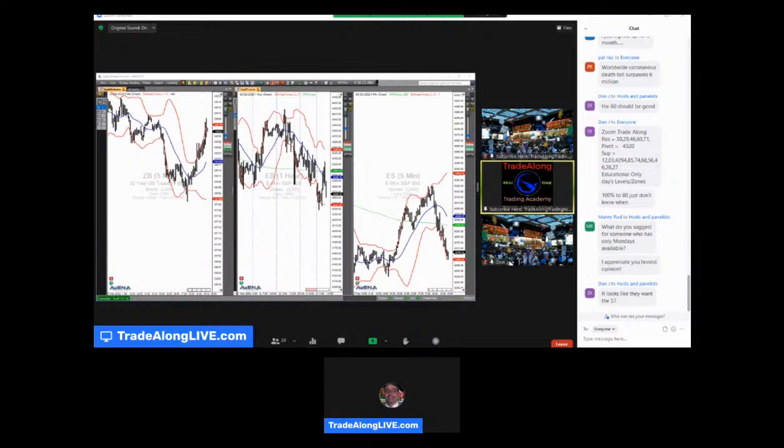Well, big rotation. I mean, that is not normal. Not normal. What's going on? That is crazy.